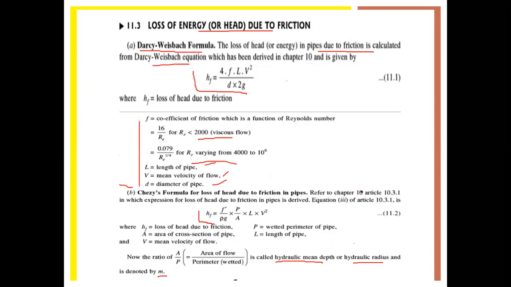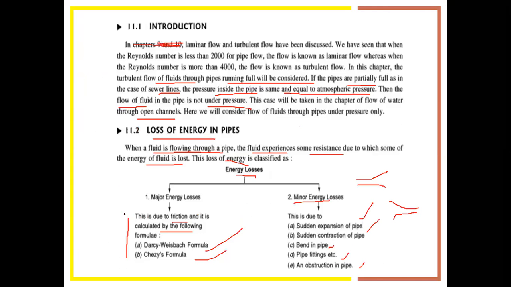Up to here we have completed the major energy losses. Under these major energy losses, we have two things, that is the Darcy Weisbach equation and Chezy's formula. Based upon these two equations, we have solved the problems where the energy is lost higher in the case of closed pipes. Now we'll see the major energy losses in the sewer lines which are not under full pressure.